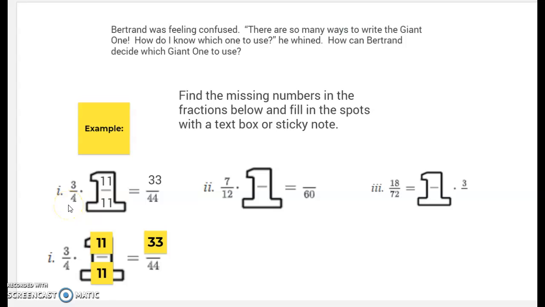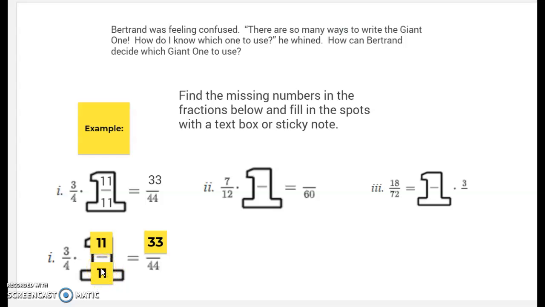So I looked at these two because I know that to get my denominator of 44, I have to multiply this denominator, which is 4, times whatever is inside the giant one to get 44. And I know that 4 times 11 is equal to 44. So I put 11 as the denominator in the giant one. I used a text box. Down here, I used a sticky note.